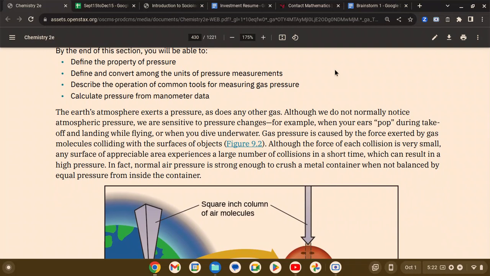The Earth's atmosphere exerts a pressure, as does any other gas. Although we do not normally notice atmospheric pressure, we are sensitive to pressure changes, for example, when your ears pop during takeoff and landing while flying, or when you dive underwater. Gas pressure is caused by the force exerted by gas molecules colliding with the surfaces of objects. Although the force of each collision is very small, any surface of appreciable area experiences a large number of collisions in a short time, which can result in a high pressure. In fact, normal air pressure is strong enough to crush a metal container when not balanced by equal pressure from inside the container.